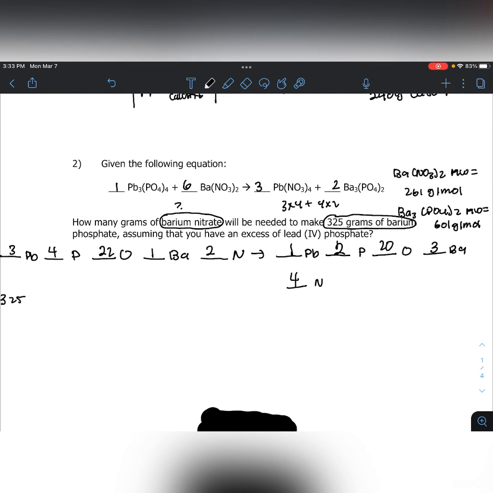So grams of barium phosphate. And at the bottom, we'll write the same thing, grams of barium phosphate. On the top, we'll need to go to moles because everything else is in moles. So all of these right here are all in moles, so we need to convert everything into moles. And how we do that is just use the molecular formula.